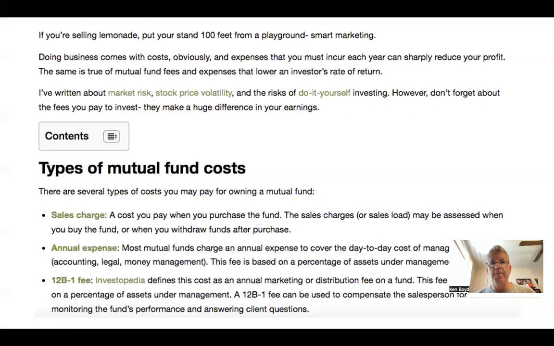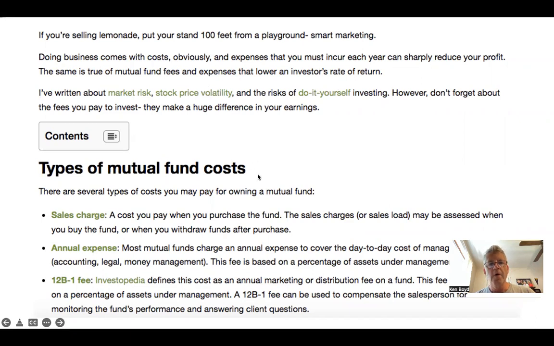So if you're selling lemonade, putting your stand 100 feet from a playground is probably smart marketing. But business comes with costs, obviously, and the expenses you incur each year, which is a crucial point for this discussion, can sharply reduce your profit. And the same is true of mutual fund fees and expenses because they lower your rate of return. These fees make a huge difference in your earnings.